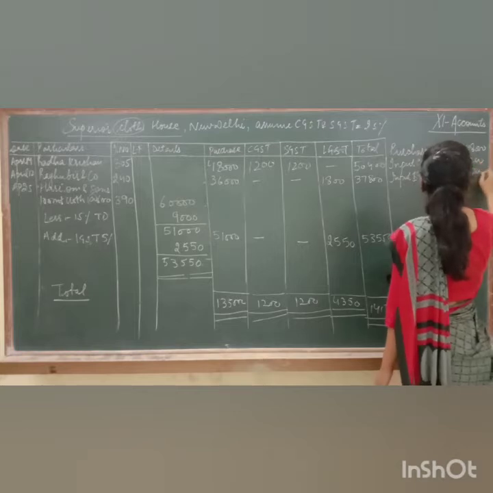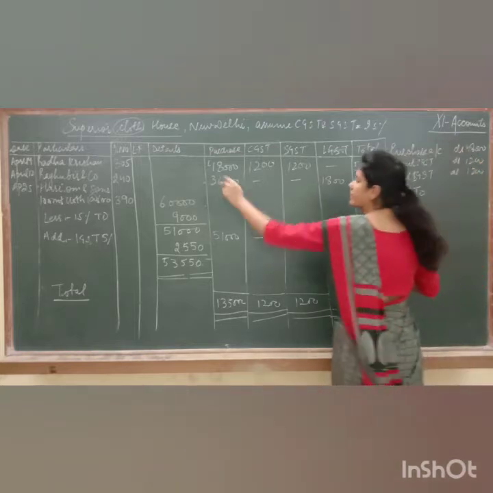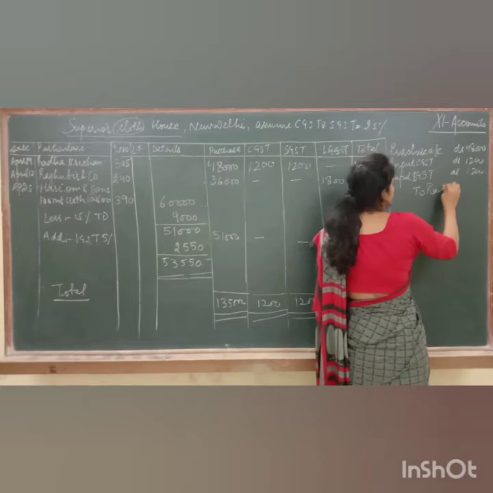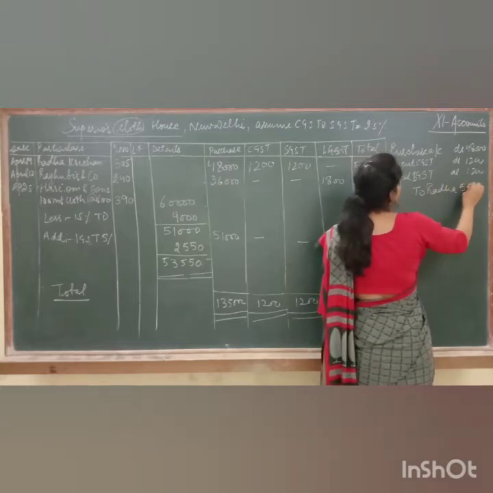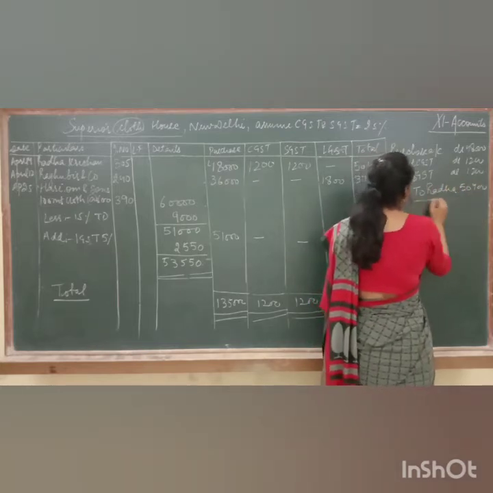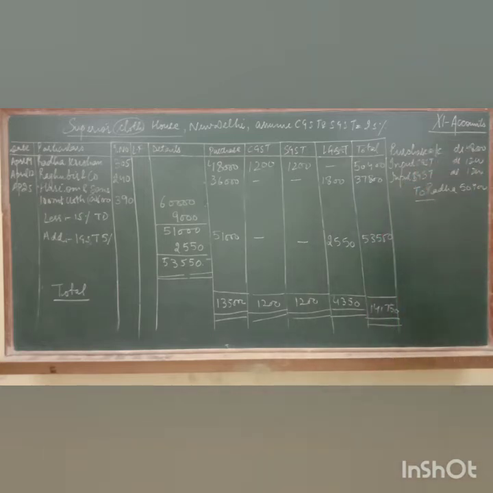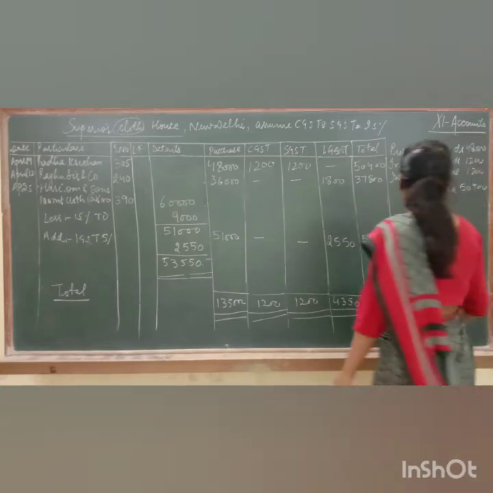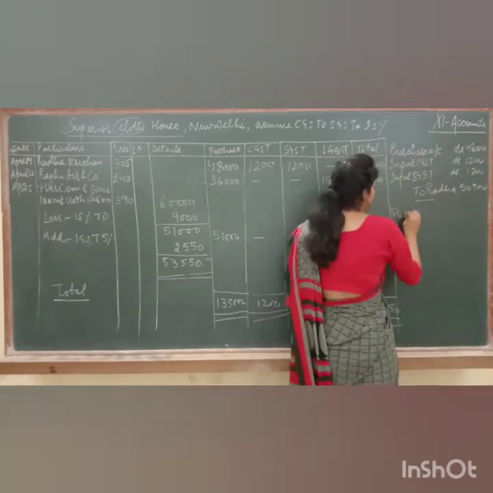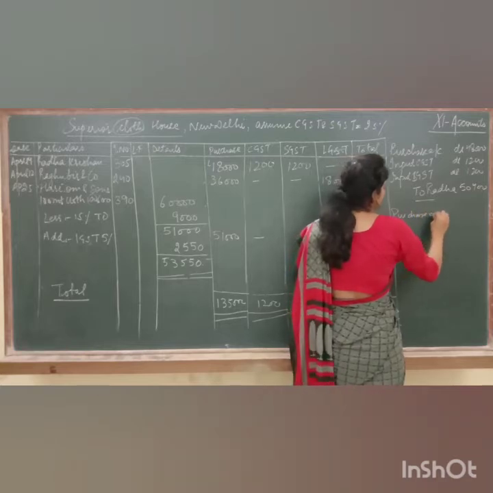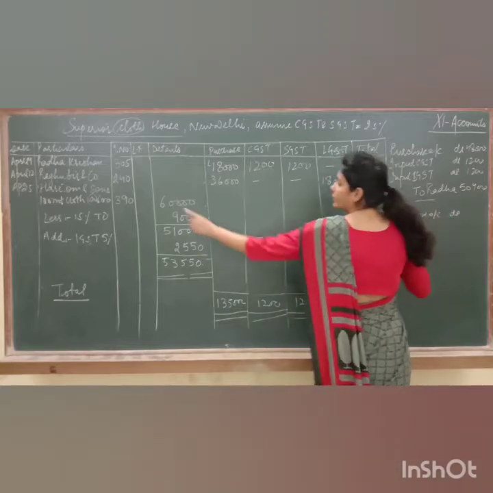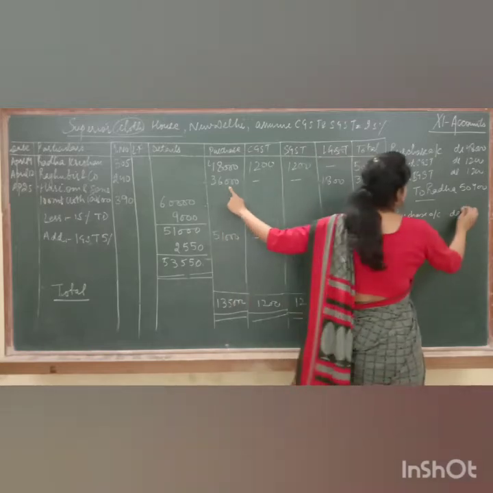1,200. From whom we have purchased? Radha Krishna. And then the total. So it means this is the journal entry. Same way we have purchased from Hari and Sons. So pass the entry. Purchase account debit. What is the actual amount of purchase? 36,000.